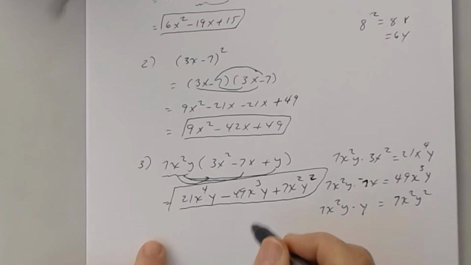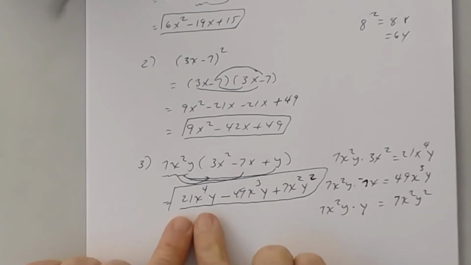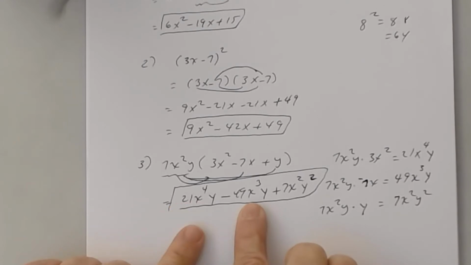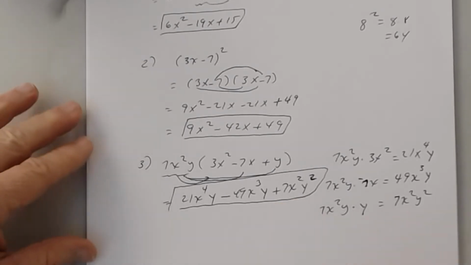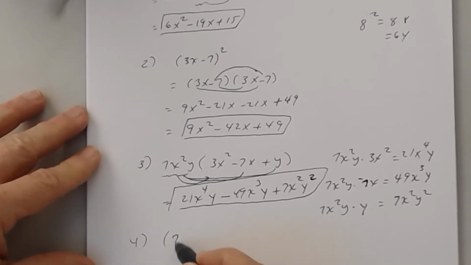You cannot combine anything because if you look at the first term, remember, like terms are terms that have the same variables raised to the same power. So this term, it has nothing to do with the coefficients. This term is x to the 4th y. Do you see another x to the 4th y anywhere? No. The next term is x cubed y. Do you see another x cubed y term anywhere? No. And then the third one is x squared y squared. Is there another x squared y squared anywhere? No.